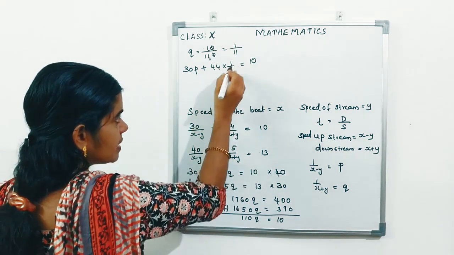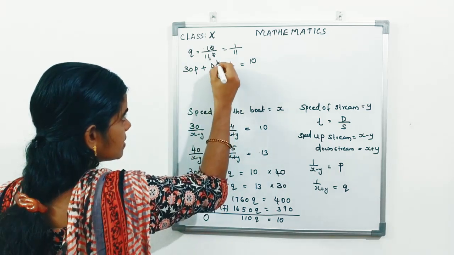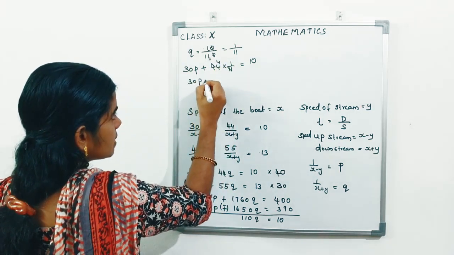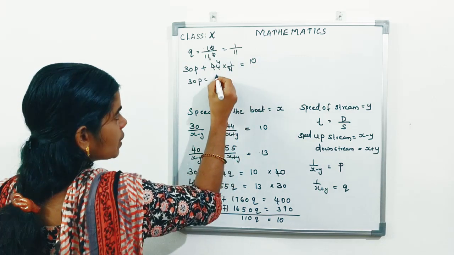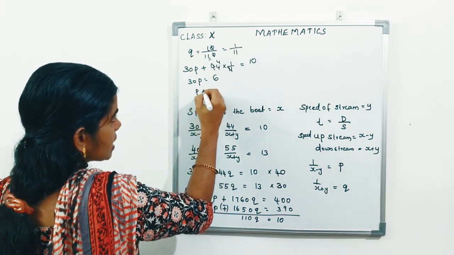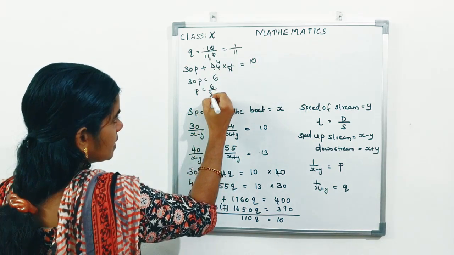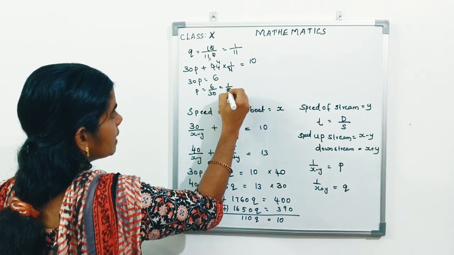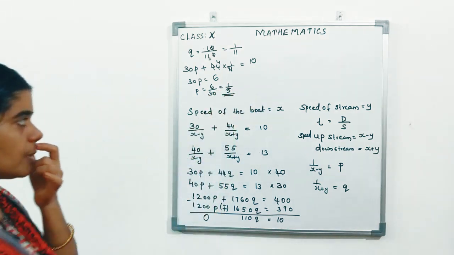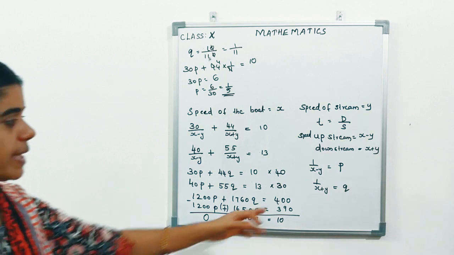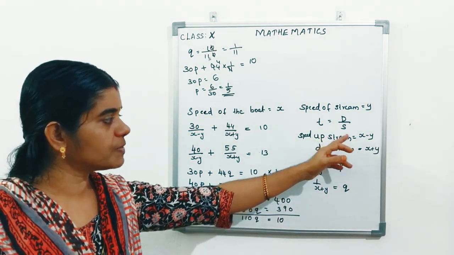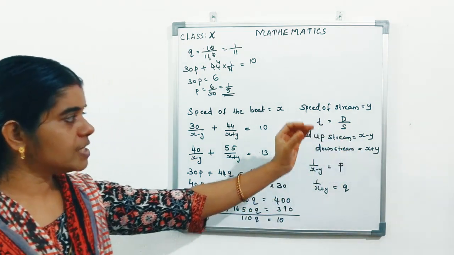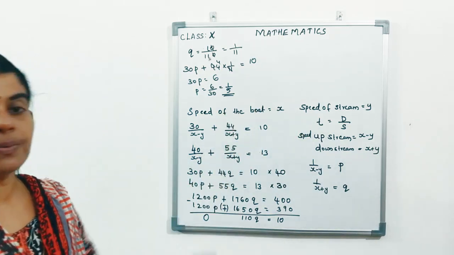I am substituting in this first equation. We can cut this. Then 30p is equal to 10 minus 4, that we are getting 6. P is equal to 6 by 30, that is equal to 1 by 5. Now you got P and Q, but you want to get X and Y, speed of the stream and speed of the boat you want to find out.